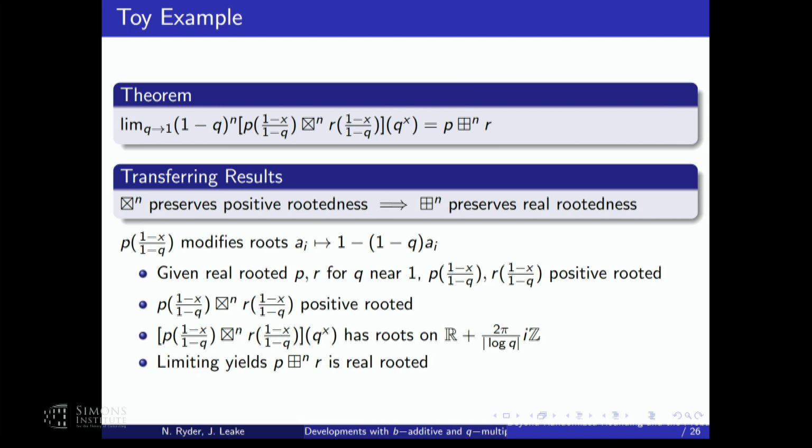And so we can easily get that P additive convolution of R is real rooted just from this fact. I mean, this is a very silly example. You can prove these things in a million ways. Neither of these results are difficult.